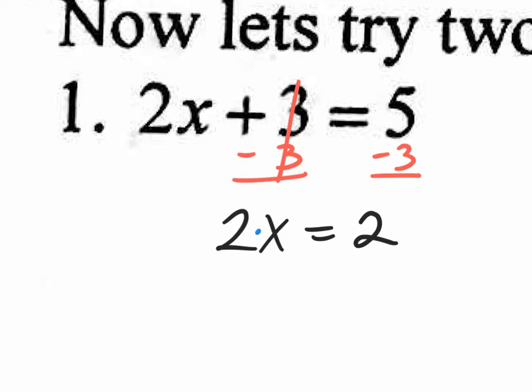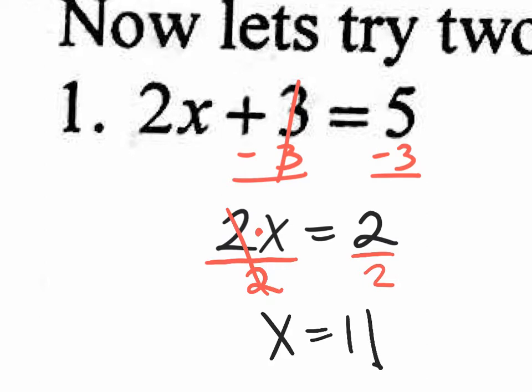To get rid of the multiplication of 2, we do the opposite, which is dividing by 2. That'll cancel it out. What you do to one side, do to the other. So your final answer is x equals 1.